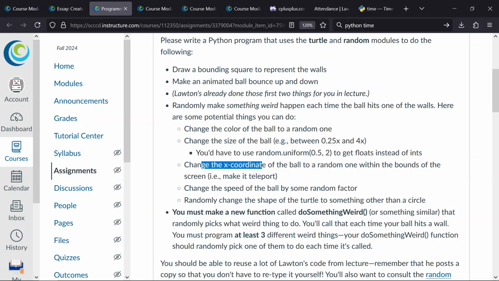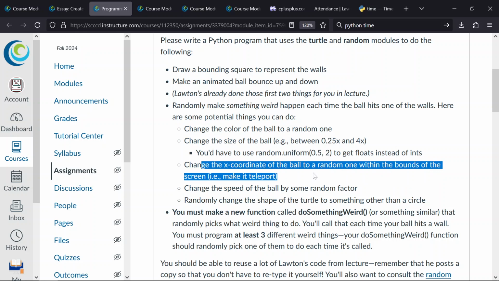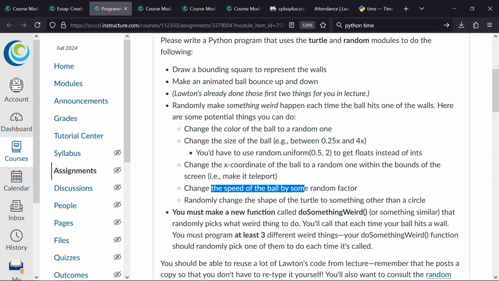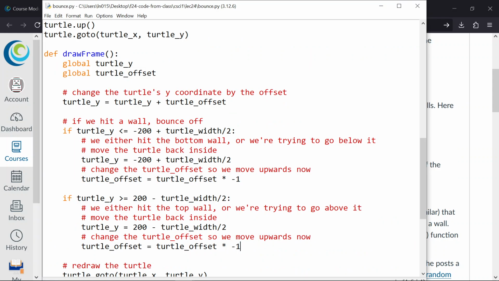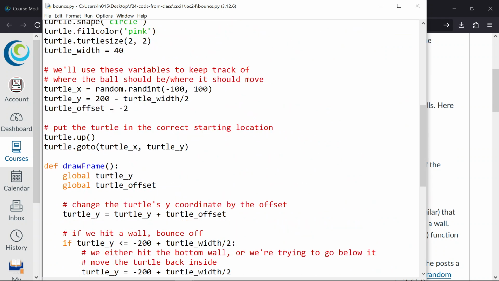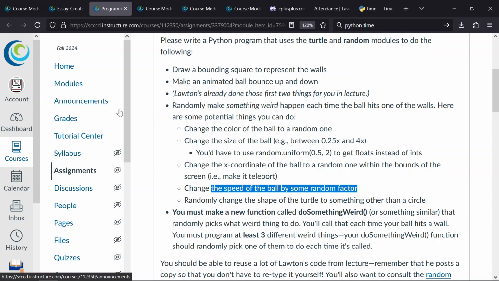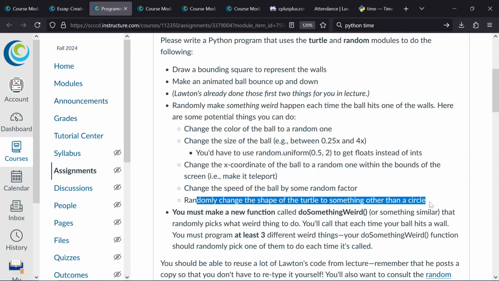You can change the x coordinate to have it teleport when it hits the wall. That would work. You can change the speed of the ball. That's which variable? That was going to be our offset variable, the speed of the ball, how big that is. You can multiply it by something to make it faster, or divide it by something to make it slower. You can also change the shape of the turtle to be something other than a circle. Because we made it a circle, that was the ball, but with turtle.shape, you can give it square, triangle, all those things, all right?